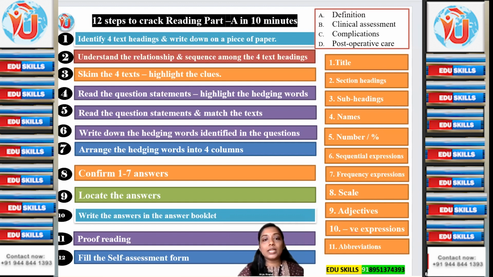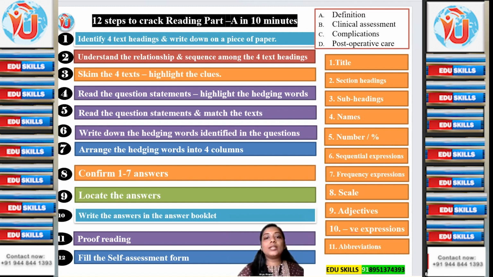This is very important. If you don't know which text contains the particular information, then you have to search all the 4 texts. If you know which text it is from, then you can search only that particular text. For example, if you know the question statement is from text A, then you only search in text A. No need to search in B, C, or D. So this 5th step is very, very important.